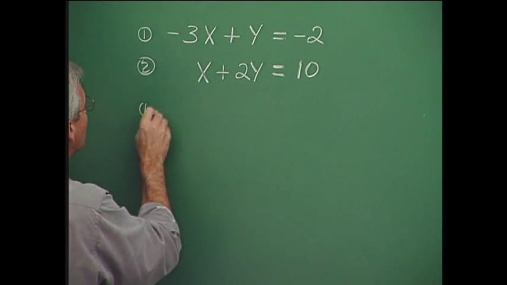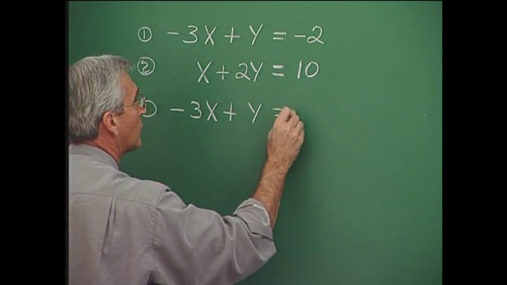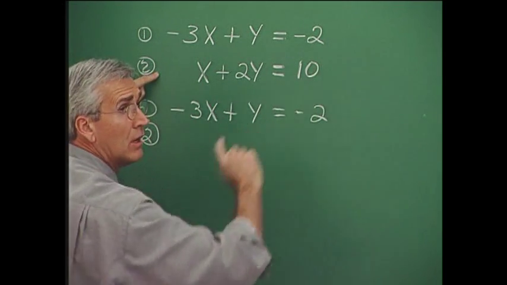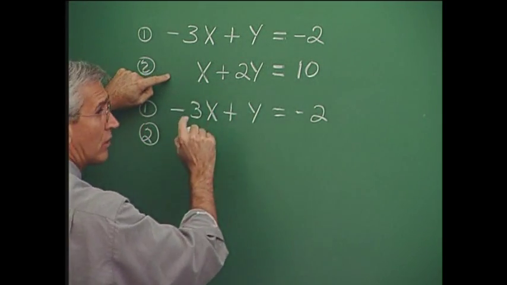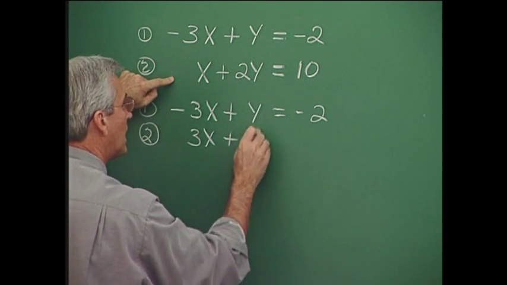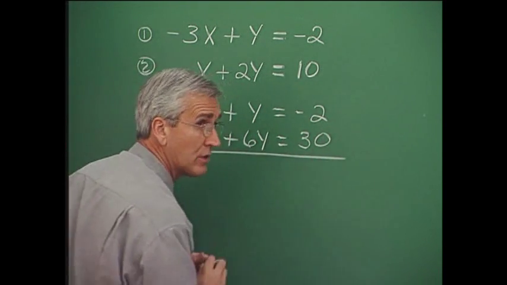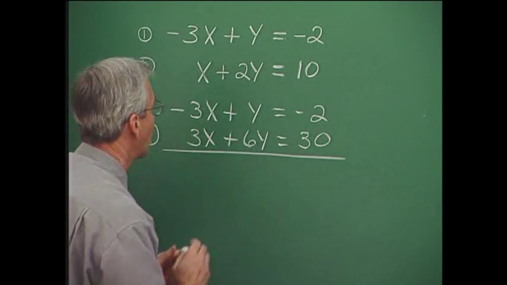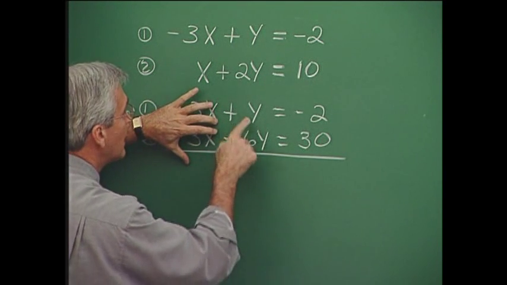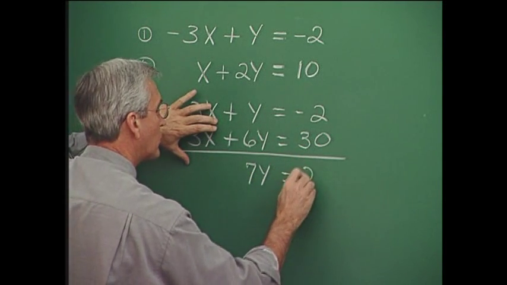Now, I'll first bring down equation 1. I'll write minus 3x plus y equals negative 2, and then I'm electing to multiply through equation 2 by 3. So 3 times every term: 3 times x, 3x, 3 times 2y, 6y, 3 times 10, 30. Now I'll add the two equations, hence the idea of addition for this method. Adding the two equations, the terms involving x will go out as expected, then 1y plus 6y, 7y, and on the right, negative 2 with 30, 28.